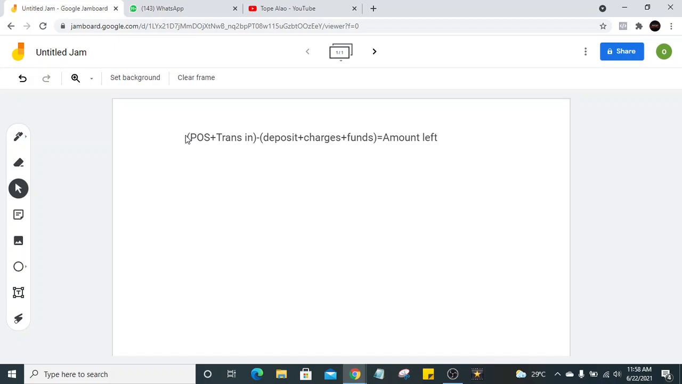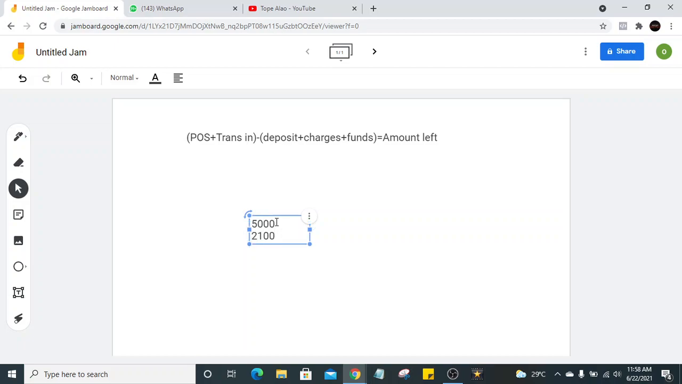The POS is the total amount of withdrawals customers do on POS. So let's say a customer came to withdraw. Let's say you did just 5 transactions. You do more than that, but for simplicity's sake, let's say you do 5 transactions. You did 5,000. You did 2,000.